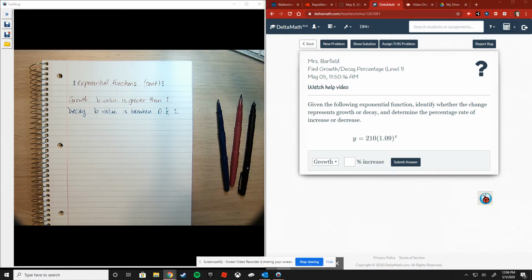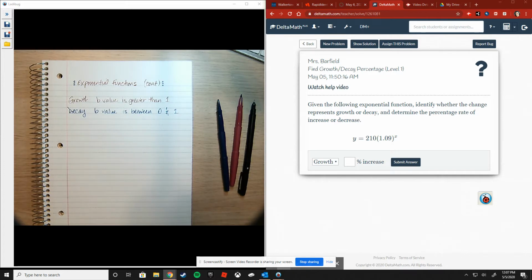So I've got the Delta Math assignment up. It says, given the following exponential function, identify whether the change represents growth or decay and determine the percentage rate of increase or decrease. All right. So one of the things we have to be able to do is identify key features before we graph it, because that's going to help us. If we already know what the equation looks like in our mind, then that tells us whether or not we're using our calculator correctly.